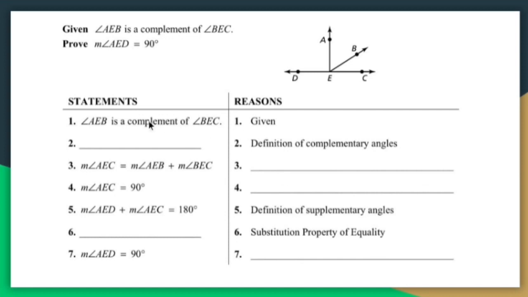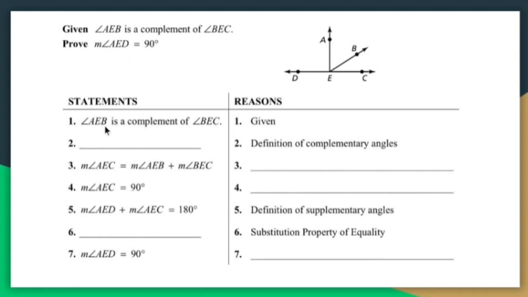Let's get started. And what I have to show is that the measure of angle AED, which is U, is 90 degrees. So got a lot of work to do. Step number 1 is always your given. So there you have it.